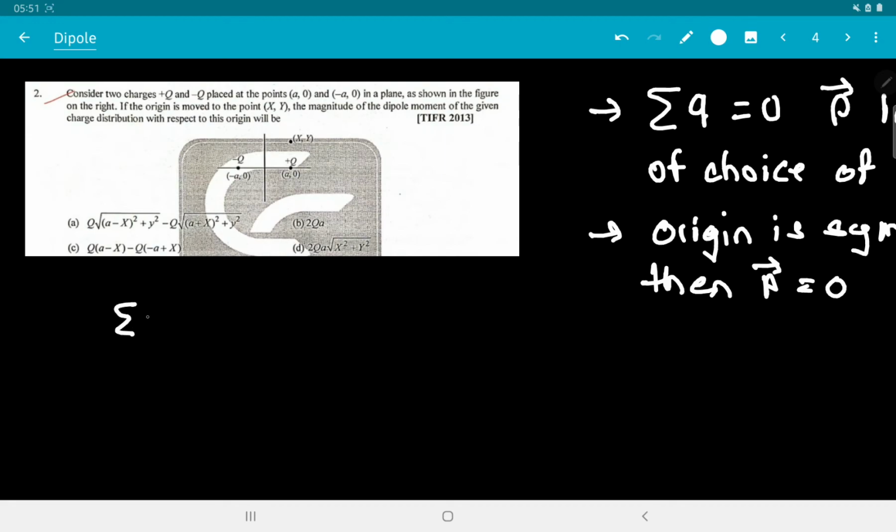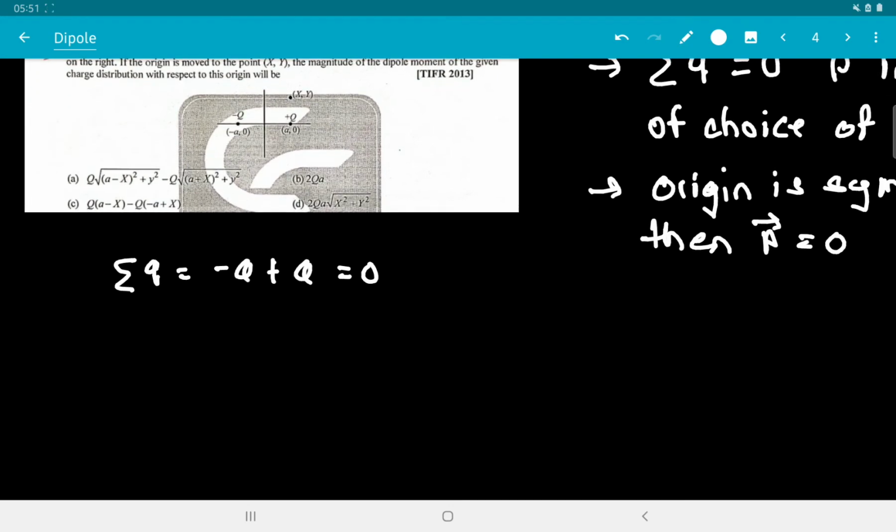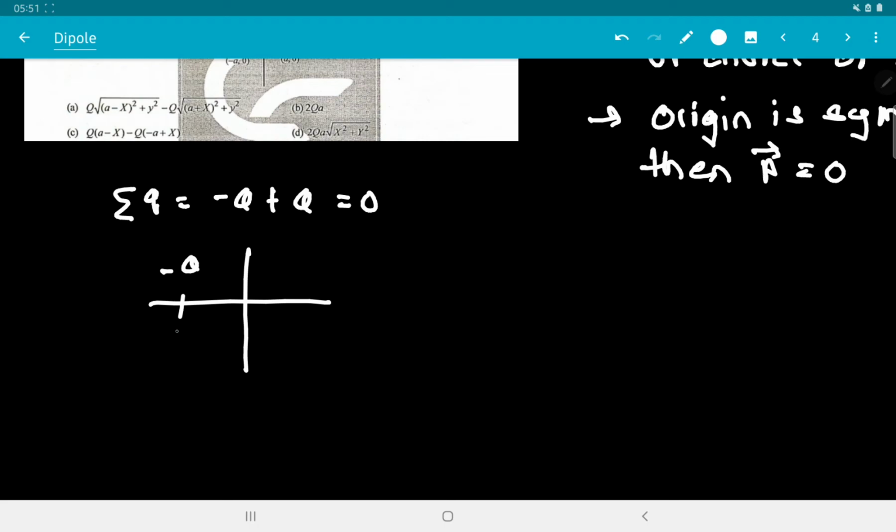the net charge is 0, minus q and we have another plus q, so net charge is 0. That means the choice of the origin will not matter, so we can take whichever origin we want. So we'll take the origin which is easier. Suppose we take the origin at this negative charge. If we take the origin at the negative charge here, then this positive charge will be at a distance a plus a, that is 2a.